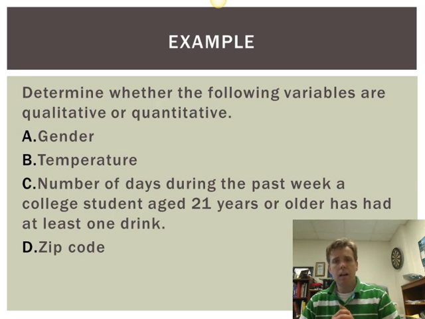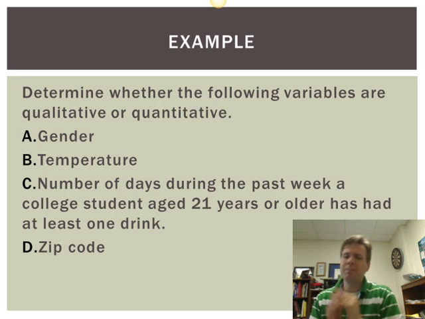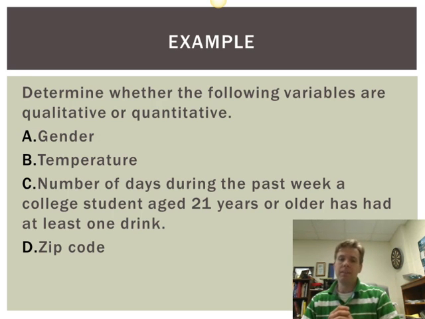Okay, gender. Gender is going to be qualitative, right? It allows the researcher to categorize individuals as male or female. Two categories, so categorical or qualitative. What about temperature? Temperature is quantitative. It is numeric, and operations such as addition and subtraction provide meaningful results. That's another way to think about this: when we subtract or add the numbers, does it have any meaning?